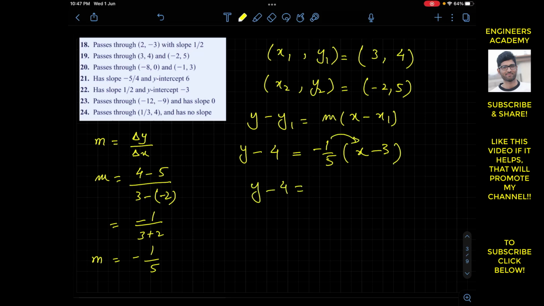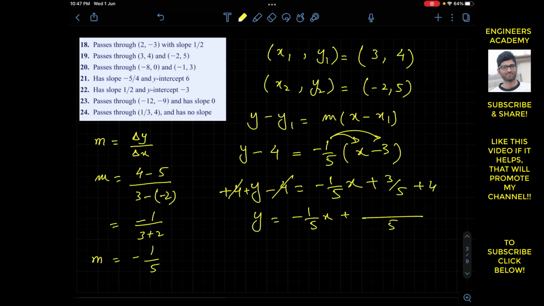If you multiply this inside, this will be minus 1 divided by 5 x and plus 3 divided by 5. Similarly, if we add plus 4 to both sides of the equation, this will cancel out. So y will be equal to minus 1 divided by 5 x plus 3 divided by 5 plus 4. So we have to take the LCM. This will be 3 plus 20. So this is y equals minus 1 divided by 5 x plus 23 divided by 5.